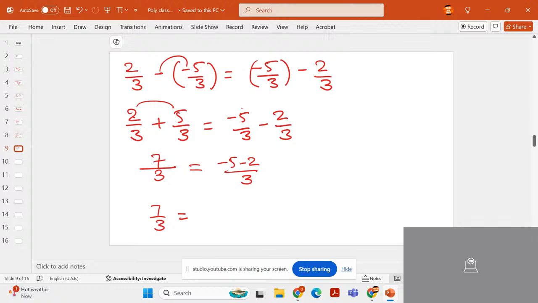Since both are negative, what are you supposed to do? Add. 5 plus 2 is 7, but the common sign is negative, so keep negative. So 7 by 3 is equal to minus 7 by 3? Is 7 by 3 equal to minus 7 by 3? It is not equal. So since it is not equal, what will we write?